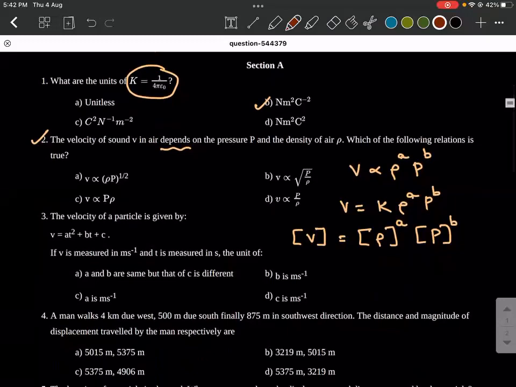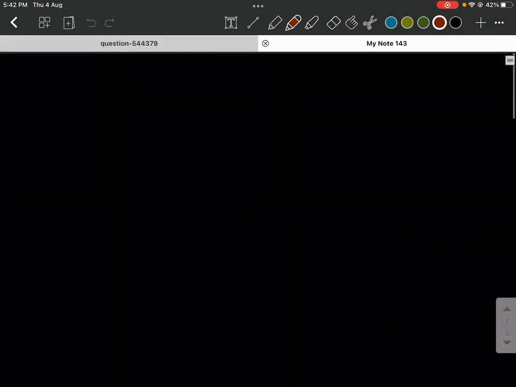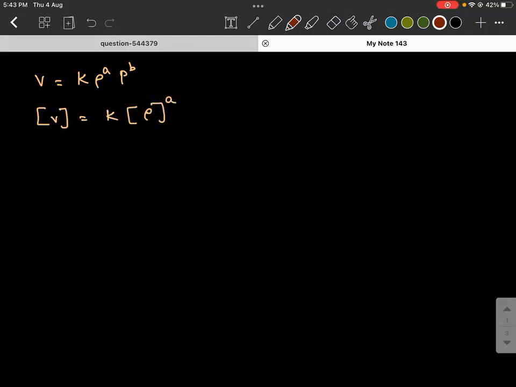Right. So what is the dimensional formula of V? L into T to the power minus 1. Yes. So V is equal to K into rho power A into P power B. And dimensional formula of V is equal to K into dimensional formula of rho to the power A into the dimensional formula of P to the power B. So what is the dimensional formula of V? It is L T minus 1. So how to recollect? V is speed. Speed is meter per second. Meter is replaced with L and second is replaced with T to the power minus 1.